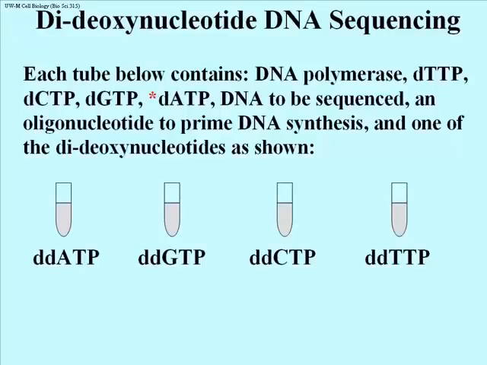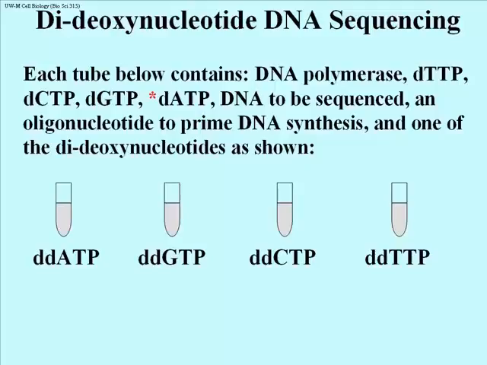So let's look at, in principle, what's going on here. This process of sequencing is called dideoxynucleotide DNA sequencing. So we have 4 tubes here. Each of them contains essentially the same stuff. The only difference between them is which of 4 dideoxynucleotides they contain. One is going to contain dideoxy-ATP, one is going to contain dideoxy-GTP, the third dideoxy-CTP, and the fourth dideoxy-TTP, right? Adenosine triphosphate, guanosine triphosphate, cytosine triphosphate, thymidine triphosphate.